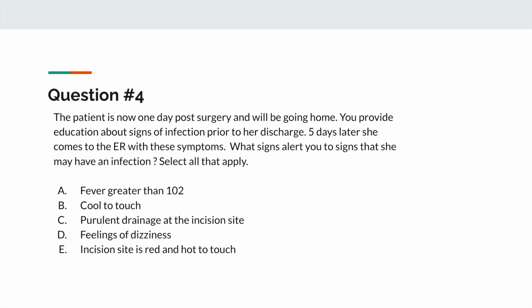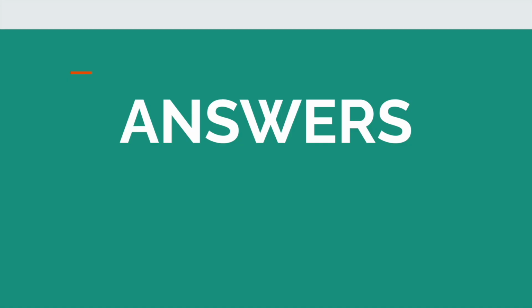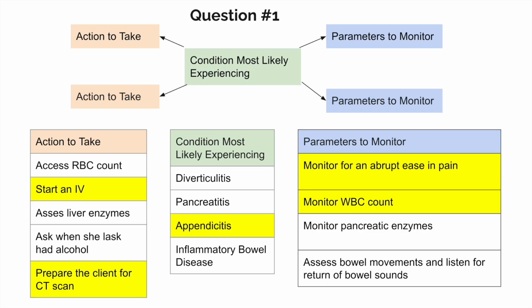Okay, going on to the answers. So for the first question, the condition most likely experiencing is appendicitis. So good job if you got that right. Actions to take. Out of these 5 actions, the most important ones we want to take are start an IV, because they'll likely need fluids or IV pain medications, things like that. And then prepare the client for a CT scan, because that is one of the diagnostic tools for appendicitis.